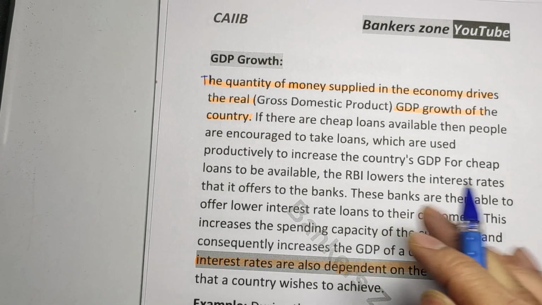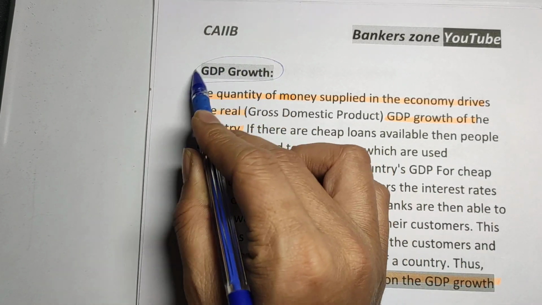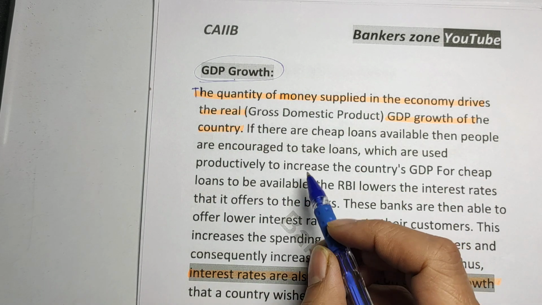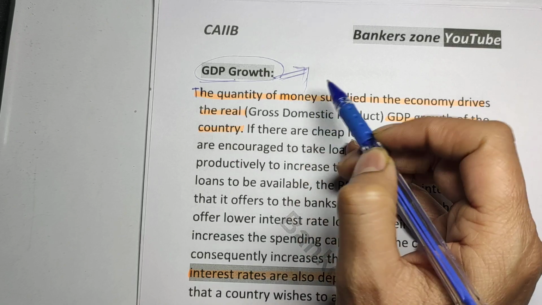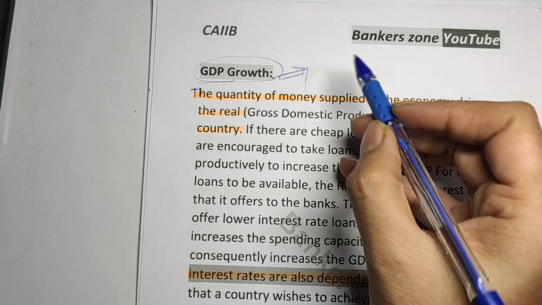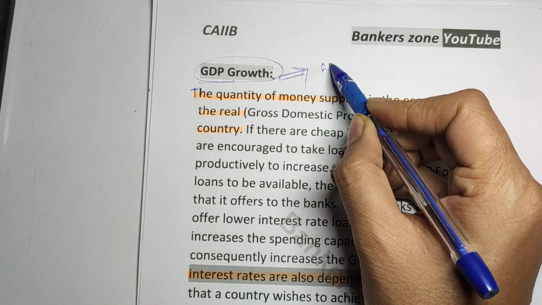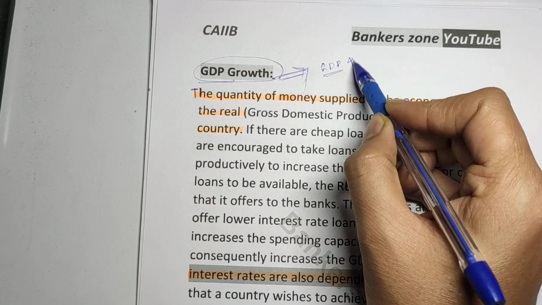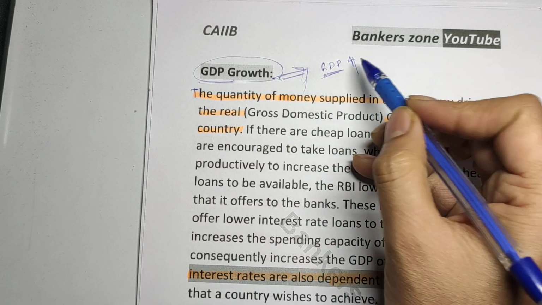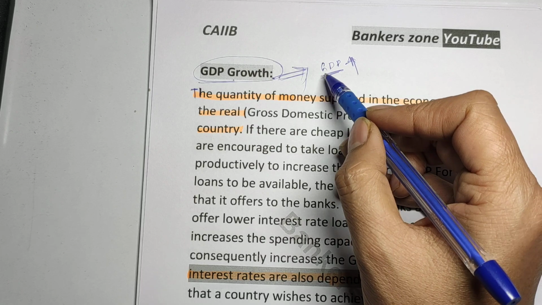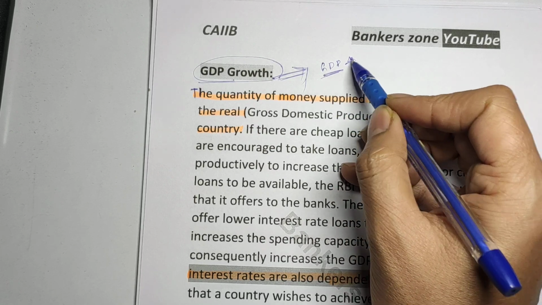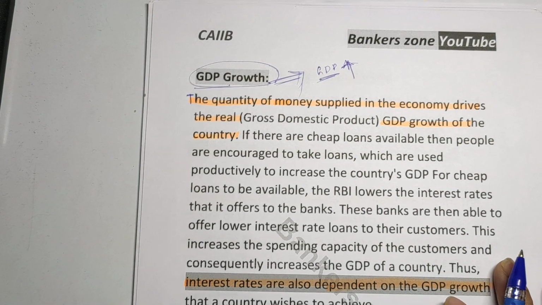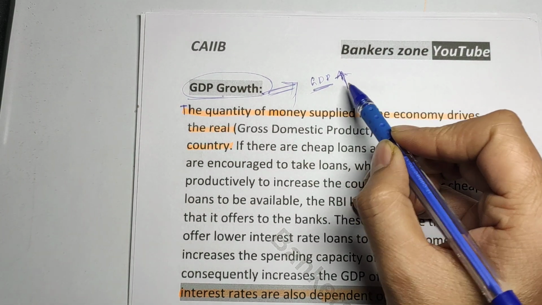And see, one important point here is how GDP growth affects the interest rate. See, if your country wants to grow fast, then what should be your target? More GDP is nothing but more country growth, right? So how can the GDP increase? GDP is nothing but the goods and services produced in the country, that is, the value of final goods and services produced in the country.